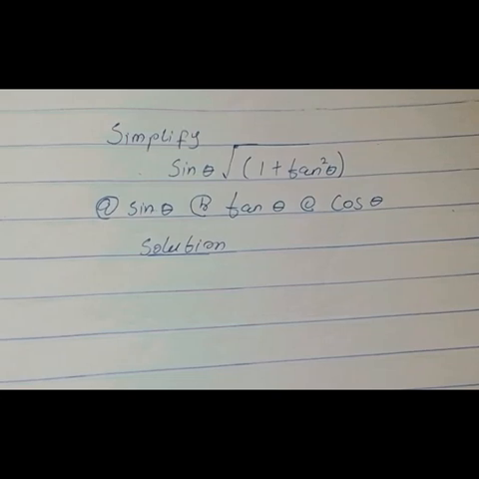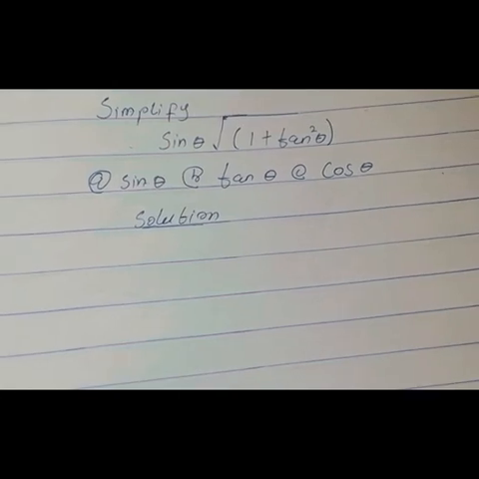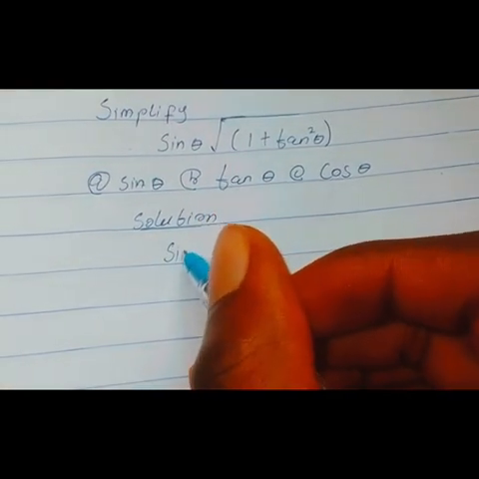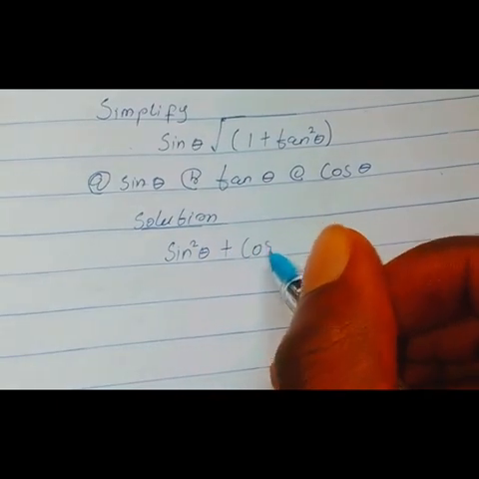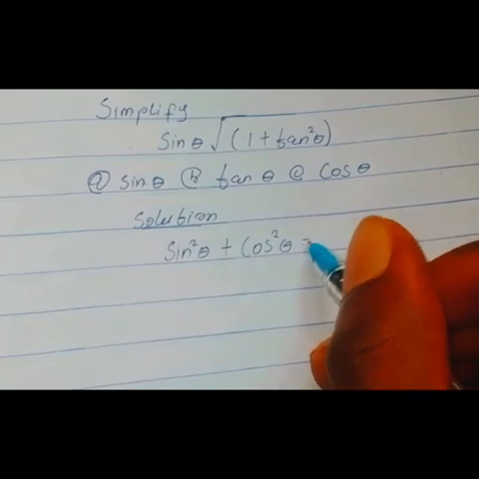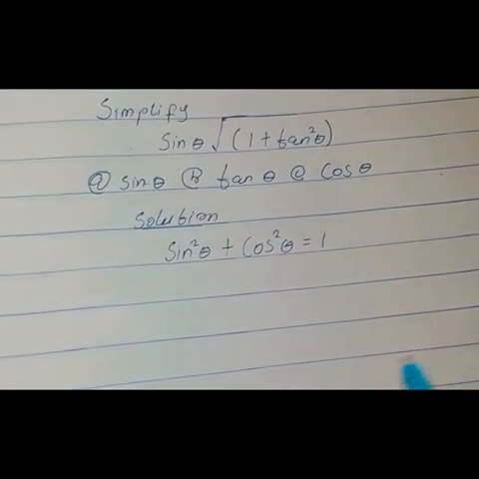Don't forget your identity, alright? I've given this identity before. It's very important, so you just have to keep it in your head. Now let's go. The first identity says sine theta squared plus cos theta squared equals 1. That's the first, right? Just follow closely.